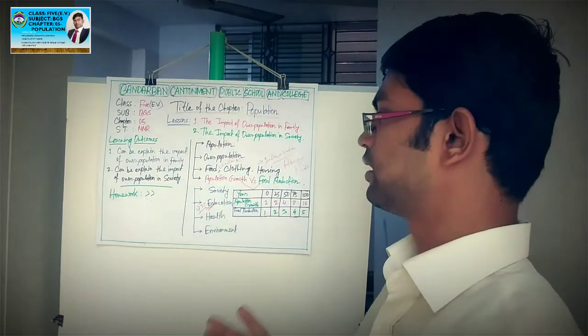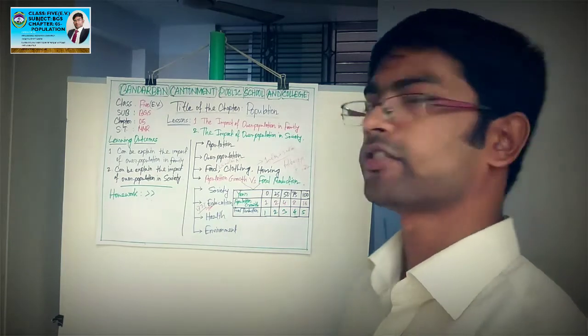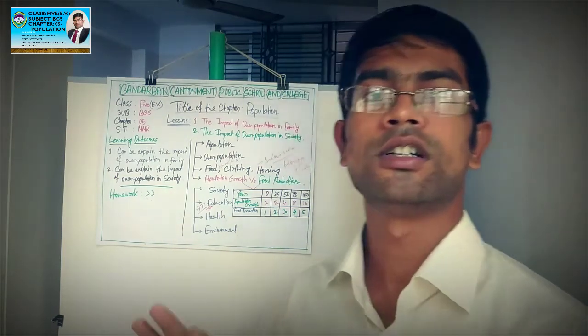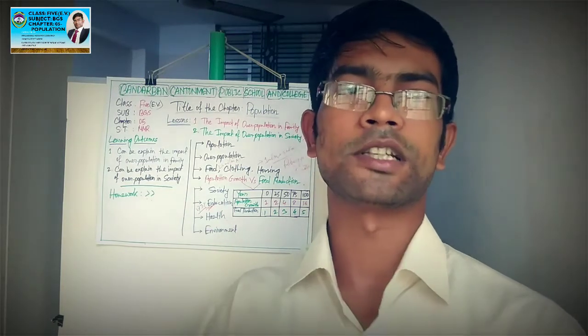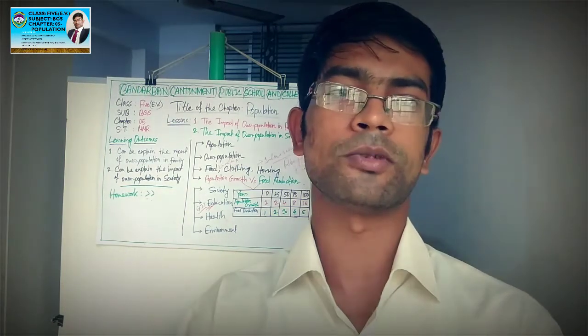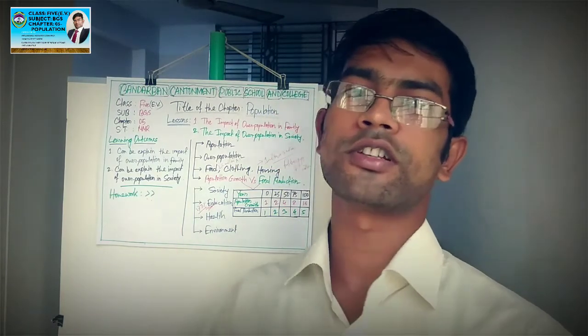Next, I have a graph for you. This is the population growth versus food production. This is the international problem. Population growth is in a geometric process, but unfortunately the food production is in an arithmetic process.